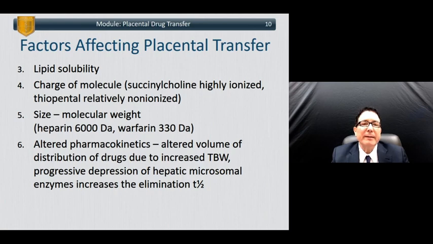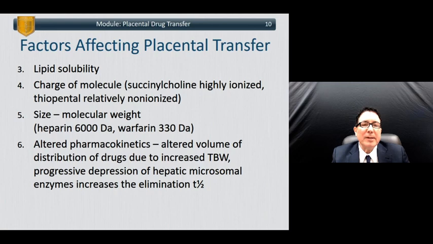Lipid solubility, obviously, is very important. Charge of molecule: succinylcholine is very highly ionized versus thiopental, which is relatively non-ionized. What about molecular weight? Heparin, we know, is 6,000 Daltons. Warfarin, 330. Hence, it is very hard for heparin to cross the placenta, while warfarin or Coumadin easily crosses the placenta.